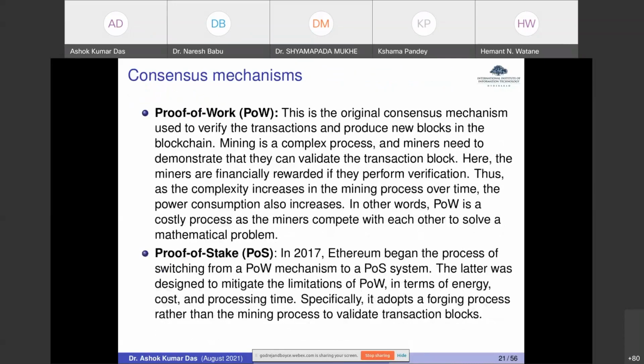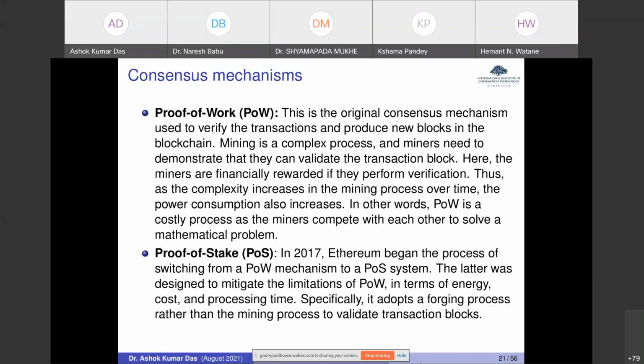Now, initially, when the Bitcoin cryptocurrency was there, the first consensus protocol that was invented was known as proof of work, POW. The problem with POW is that it is very expensive, both time consuming and computationally, because during the voting or mining process, each and every node needs to solve very difficult mathematical puzzles, which consume much power and much computational time.